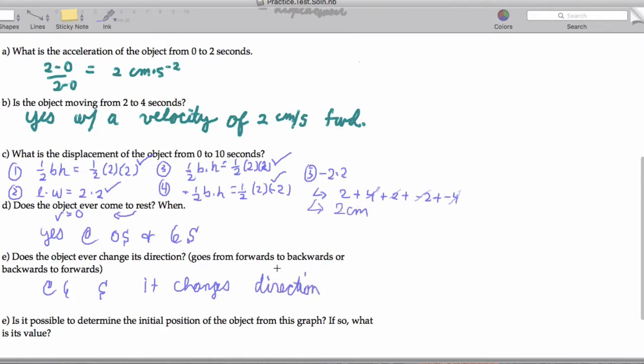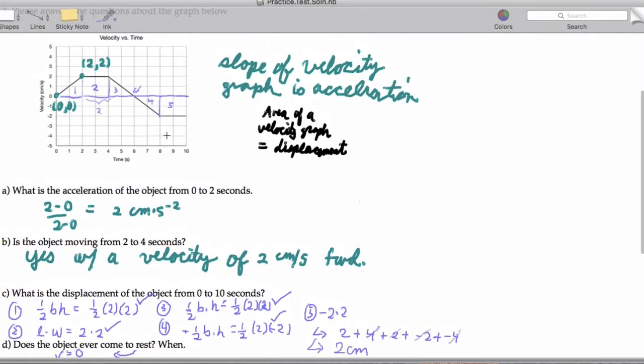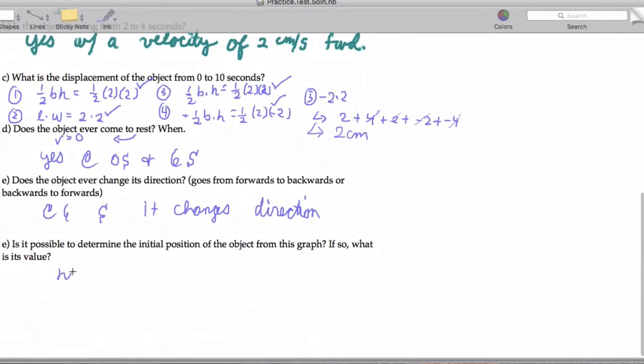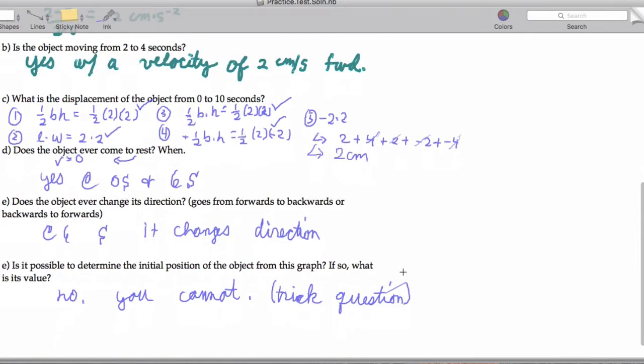Okay? And finally, we ask, is it possible to determine the initial position of the object from this graph? The answer is no, you cannot. This is a trick question. Just so you know. No big deal. All right, so that is question number 3.